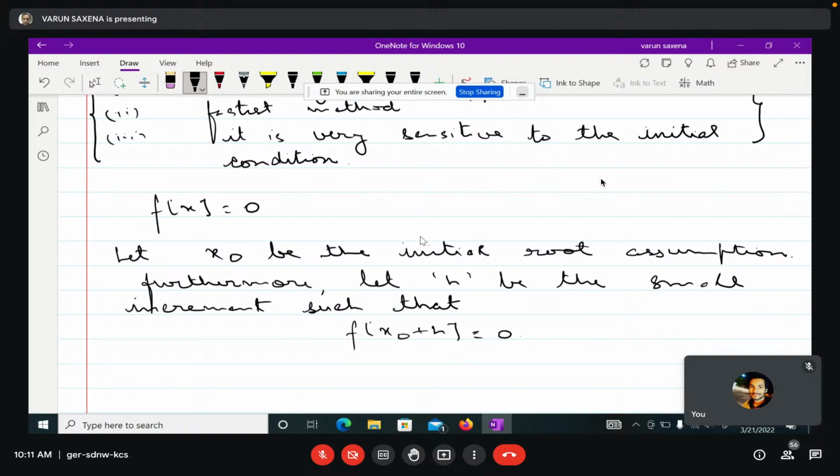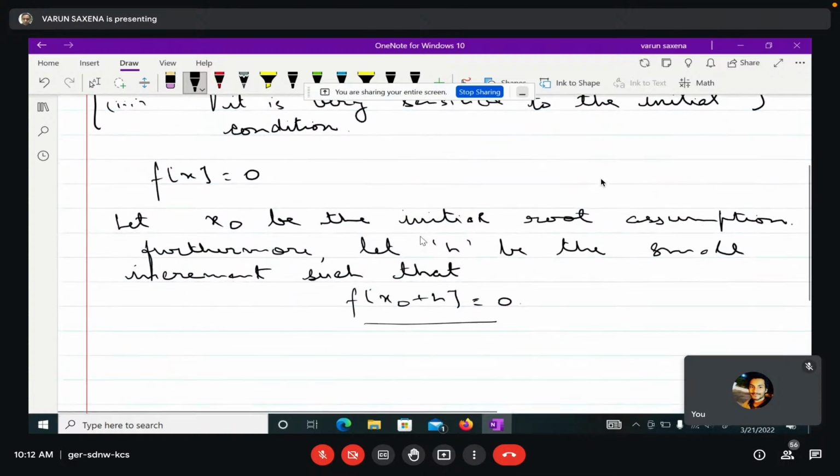Okay. So we say that let x0 be the initial approximation and then let this approximation be such that we are not exactly at the root. But if we take a step h more towards the root, then x0 plus h is a root. So this condition should fundamentally be satisfied. We assume that, and from here what we do is we expand using Taylor series. I should not say equal to the root, I should say nearly equal to the root.